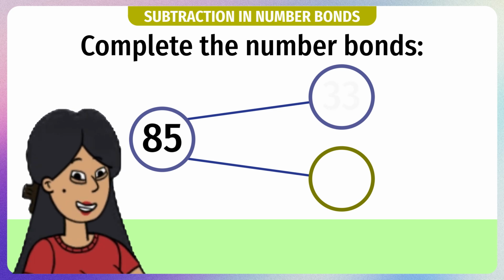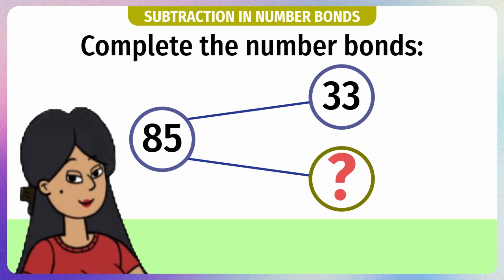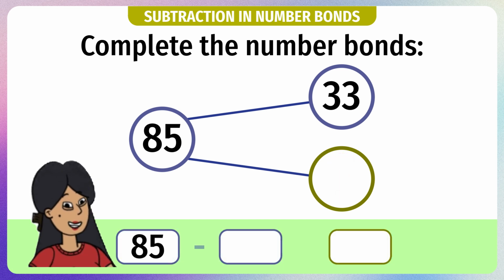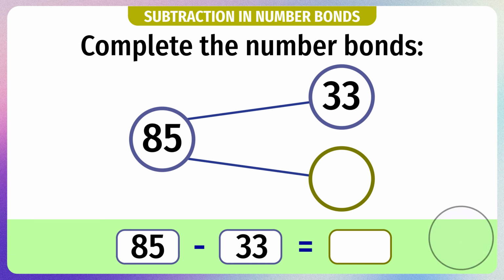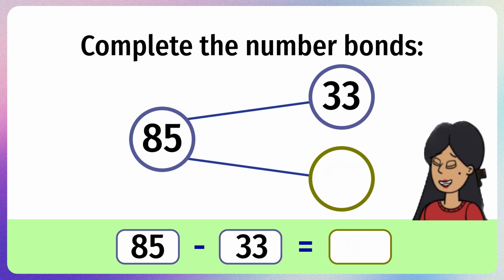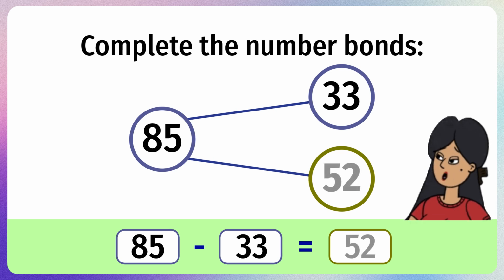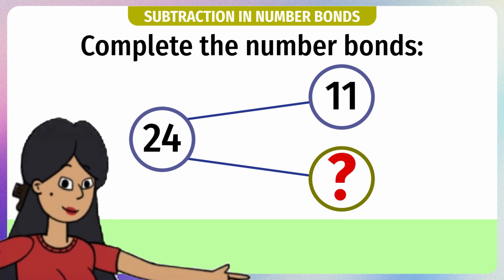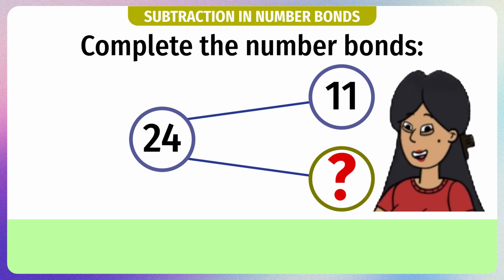In number bonds, 2 or more bubbles add to make a bigger bubble. 85 can be made with 33, and it is the same as 85 minus 33 equals what? The answer is 52. Now, the bubble of 24 can be made with 11 and which number?